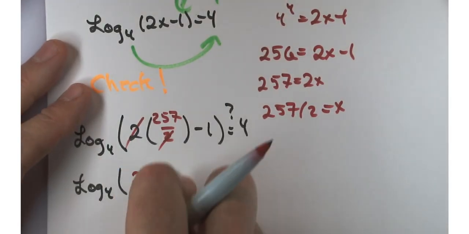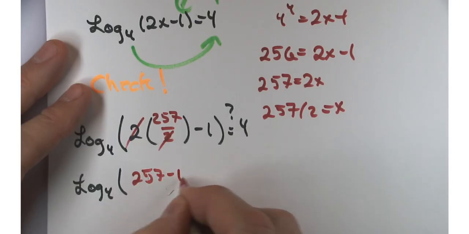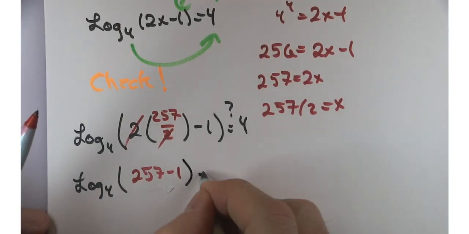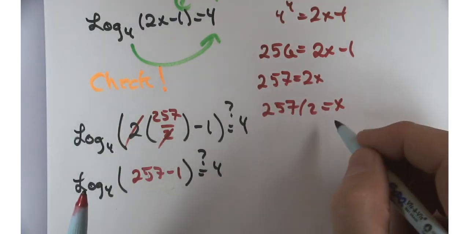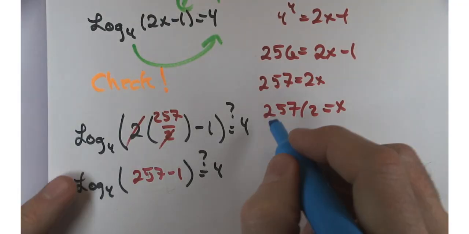You can go a little bit further if you want. 257 minus 1 equals 256, and verify that log base 4 of 256 is 4. So the bottom line is that it checks. So that solution does work.